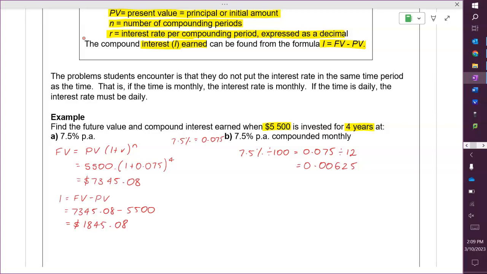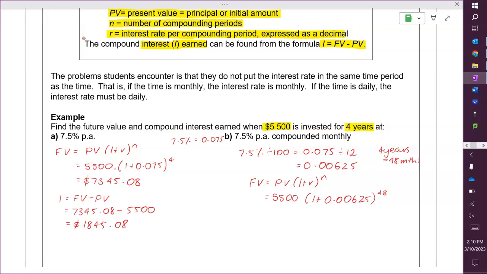From here, it's the same process. So we have our future value with our present value. We put in our information. So $5,500, 1 plus. Then we're using this interest rate, 0.00625, and it's compounded monthly. So for 4 years, that is 48 months.